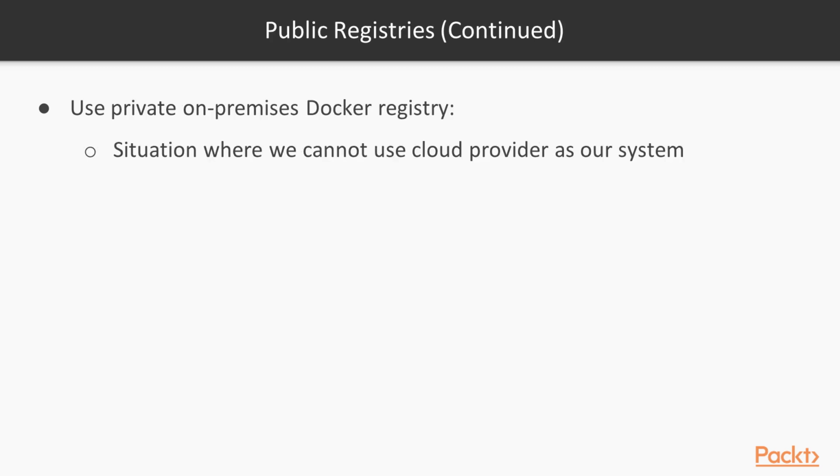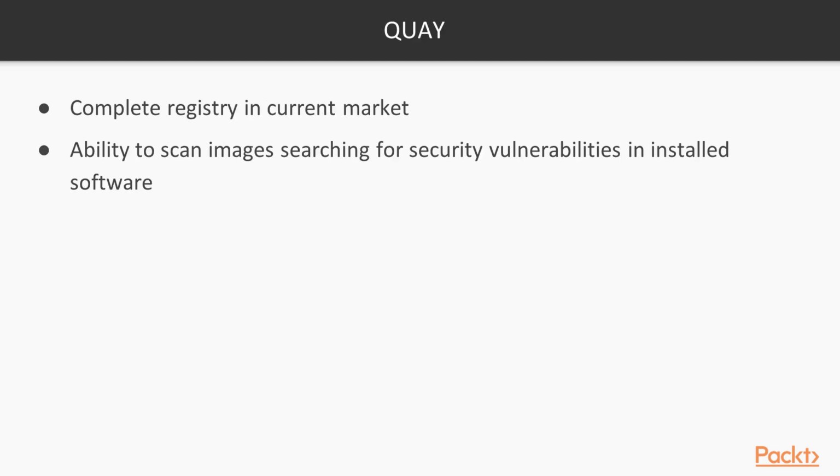Sometimes we might find ourselves in a situation where we cannot use a cloud provider as our system has to be built on premises. This is when we need to use a private on-premises Docker registry. From all the range of registries, there are three that I find particularly interesting. The first one is Quay. This is a complete registry in the current market. It has some interesting features, but the one that is probably the most interesting is the ability to scan the images searching for security vulnerabilities in the installed software.